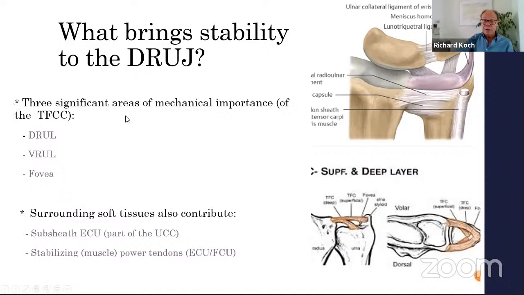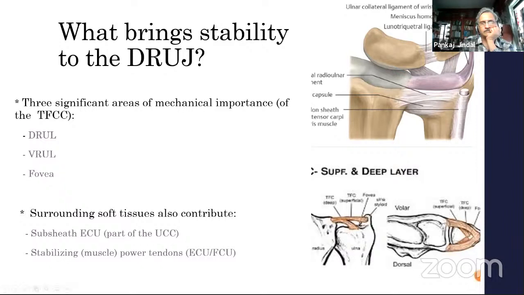But for me, there are three significant areas of mechanical importance of the TFC. That is, on the dorsal side, the dorsal radioulnar ligament. So actually, we have the dorsal radioulnar ligament, we have the volar radioulnar ligament, and we have the foveal area.